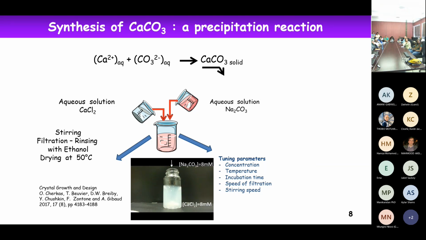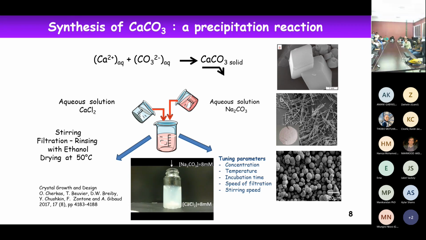And you can modify what's going on in the beaker by tuning the parameters. You can change the concentration of the solution, you can change the temperature, and you can change the stirring speed, and then you need to filter this solution in order to get the calcium carbonate. Basically, depending on those conditions, you are going to observe three types of calcium carbonate polymorphs: calcite at the top, aragonite in the middle, and vaterite, which is the last one.